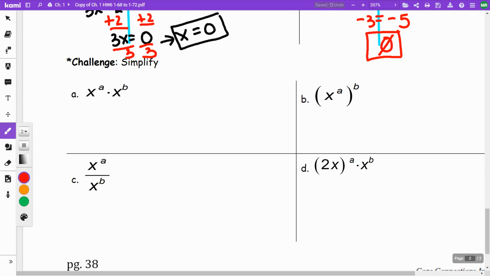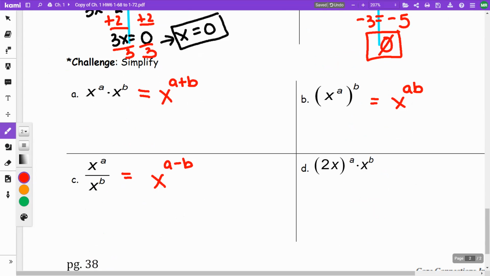On these ones, they're asking us to simplify. This is going to be x to the, I'm going to add the exponents, a plus b. On b, I'm going to go power to power, so that's going to be x to the ab. On c, I'm going to subtract my powers, so it's going to be x to the a minus b.